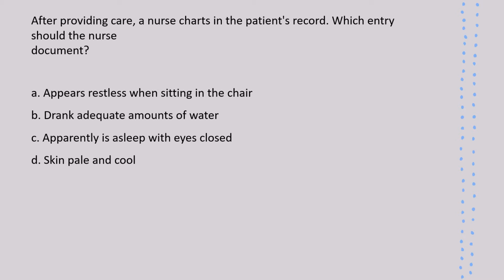After providing care, a nurse charts in the patient's record. Which entry should the nurse document? A. Appears restless when sitting in the chair. B. Drank adequate amounts of water. C. Apparently is asleep with eyes closed. D. Skin pale and cool.